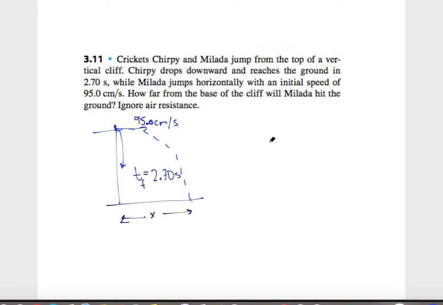So the way we're going to go about solving this is we are going to start by using this time to fall to figure out how long Mulata will be in the air. So we can do very little math and solve this problem, right? We have to assume that the crickets fall at the same rate, because everything has the same acceleration on Earth if we neglect air resistance. So they have the same time in the air because they have the same acceleration. So the acceleration for Chirpy would be equal to the same acceleration for Mulata.